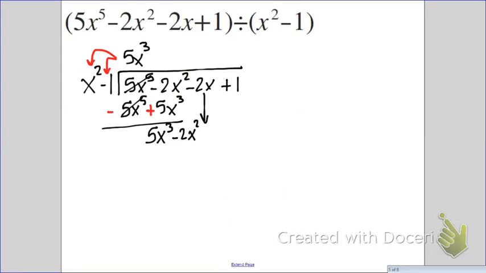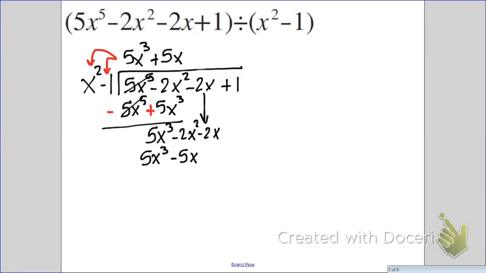Now it's time to bring down the next number, negative 2x. So now, how can I make this x squared turn into the 5x cubed? Well, we're going to definitely need another 5. And how we get the square into 3, power 2 to the 3, is give it one more power. So this will give me my 5x cubed I want, and then 5x times negative 1 is negative 5x.